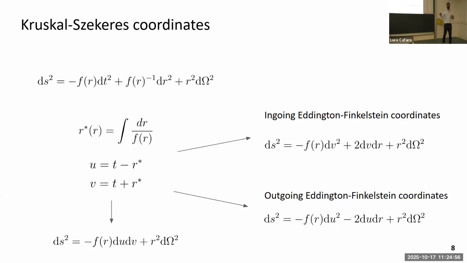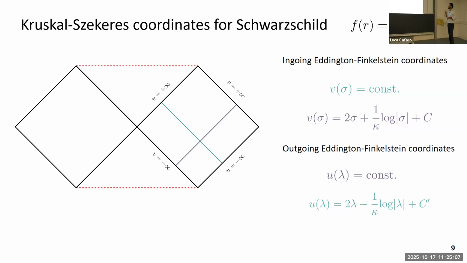Now, from these, we can define Kruskal-Szekeres coordinates in several different ways. But a particularly insightful way for what we'll do later is to study the geodesics in Eddington-Finkelstein coordinates. So let's see how this looks in Schwarzschild. So the function f now takes this simple form, and we can study geodesics in Eddington-Finkelstein coordinates. The ingoing ones are adapted to ingoing geodesics, of course, so this one, and we see that they're simply described by just the v coordinate equal to a constant.